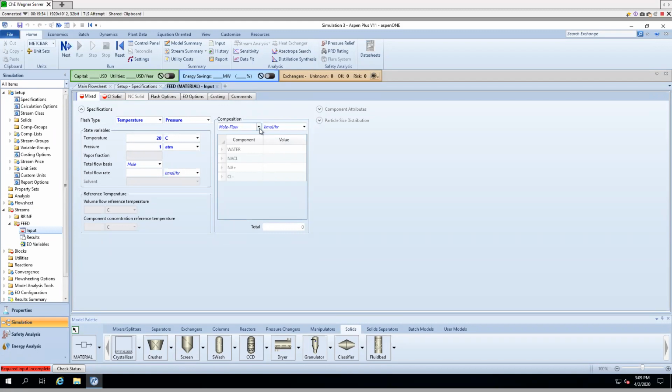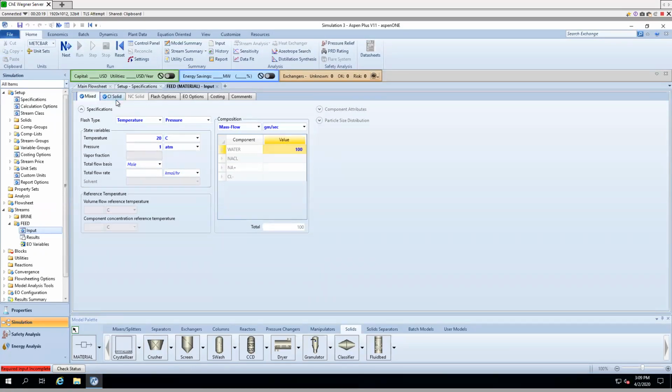So, under composition, we want a mass flow of water. The problem calls for 100 grams per second of water. So under mass flow, you can see our units changed. So we're going to change it to the unit of grams per second, and Aspen denotes grams as GM. We're going to say we're flowing 100 grams per second.